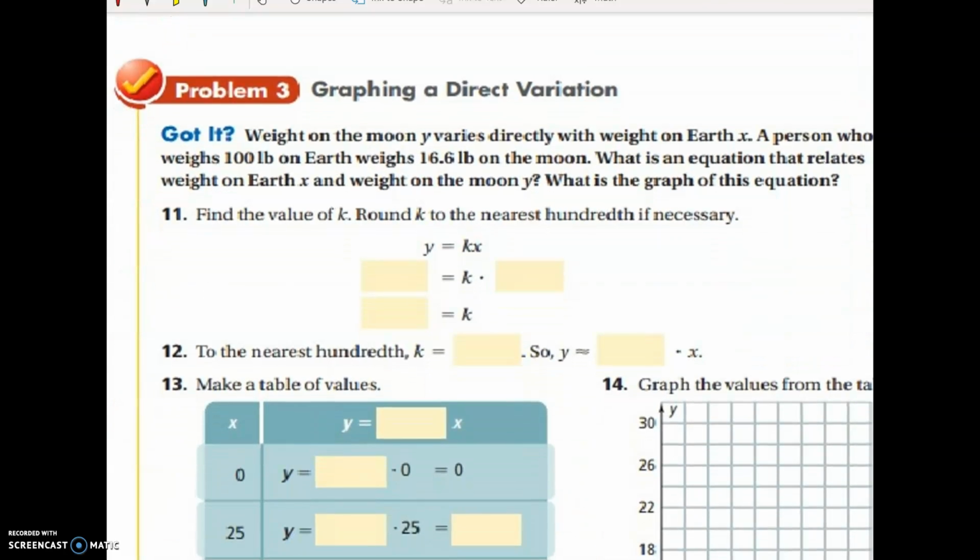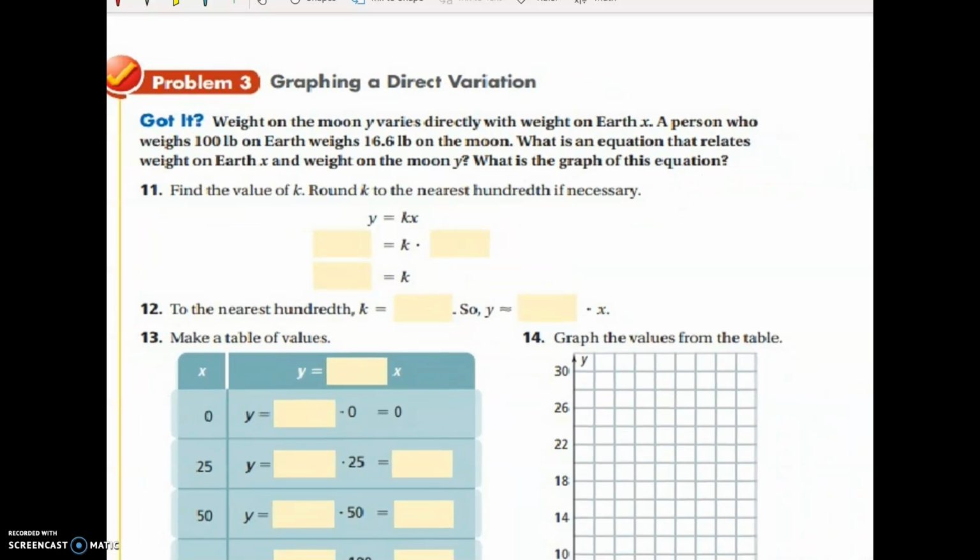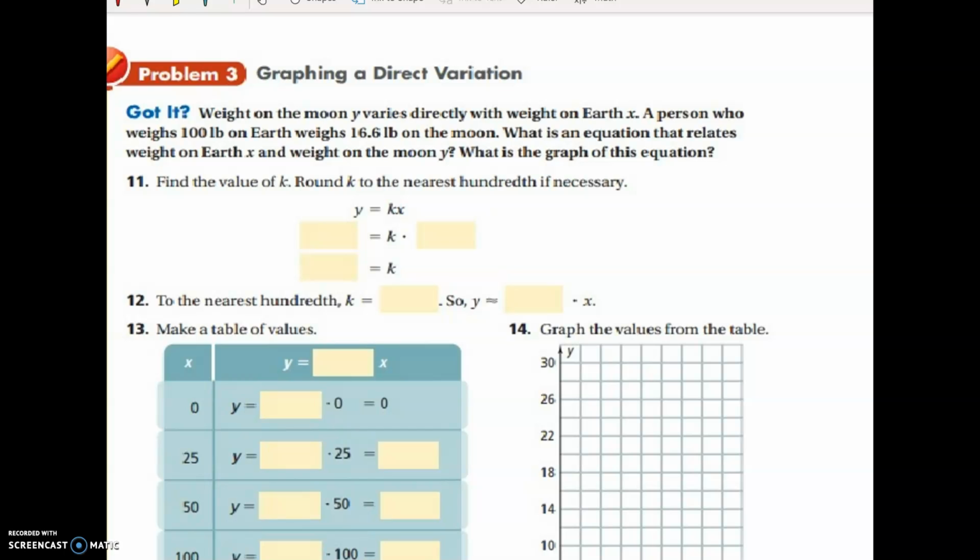Now, problem number 3 is dealing with graphing and direct variation. Here we're talking about weight on the moon varies directly with weight on the earth. So a person who weighs 100 pounds on earth weighs 16.6 pounds on the moon. What we want to know is what is an equation that relates the weight on earth and the weight on the moon. And then we want to see a graph of that equation.